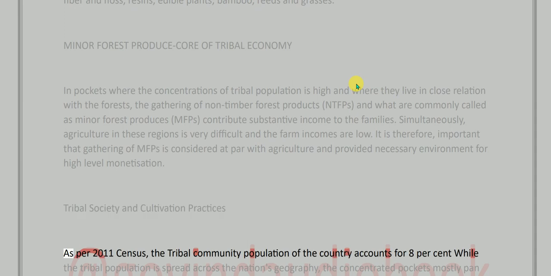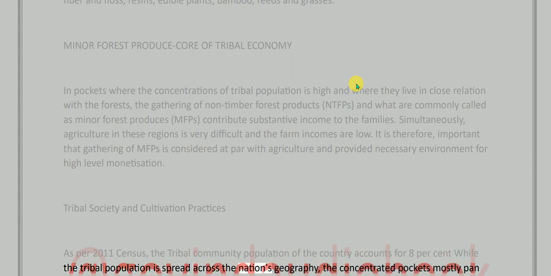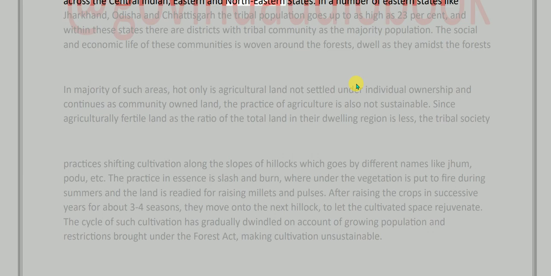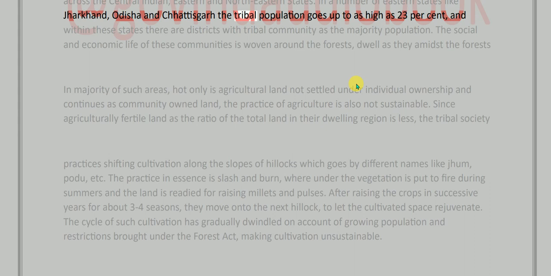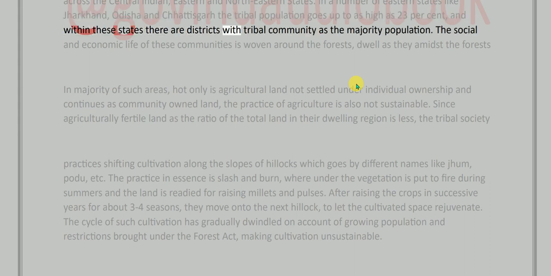Tribal society and cultivation practices. As per the 2011 census, the tribal community population of the country accounts for 8%, while the tribal population is spread across the nation's geography. The concentrated pockets mostly pan across the central Indian, eastern and northeastern states. In a number of eastern states like Jharkhand, Odisha and Chhattisgarh, the tribal population goes up to as high as 23%, and within these states there are districts with tribal community as the majority population.